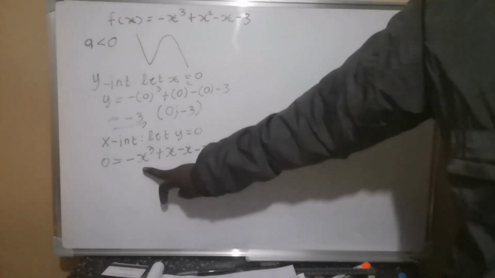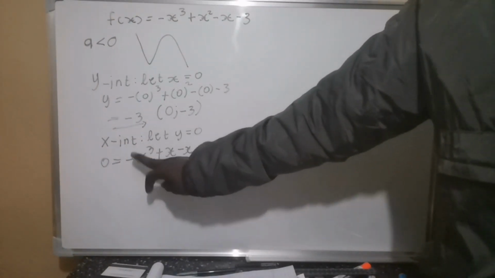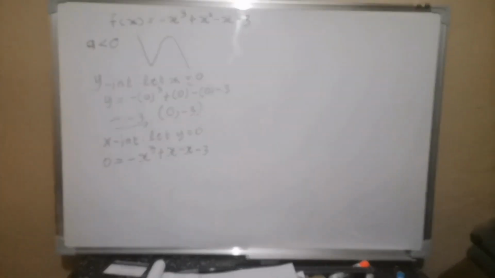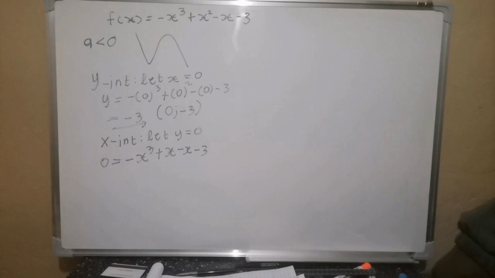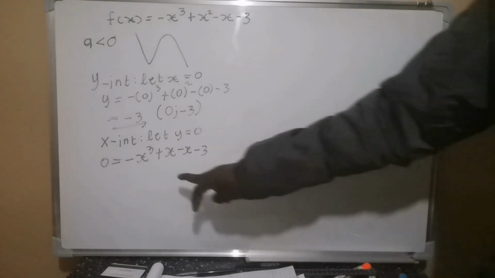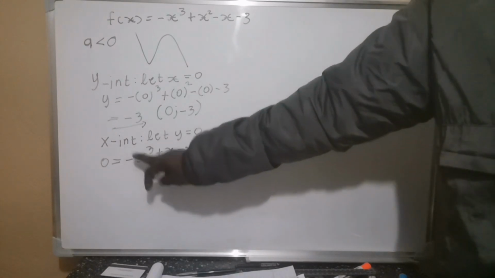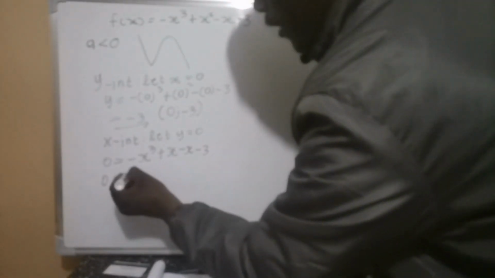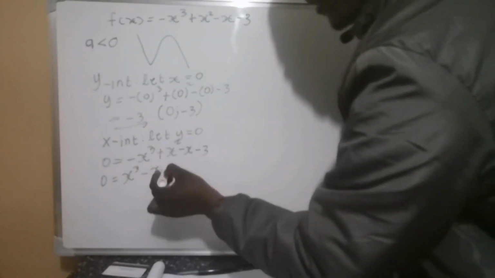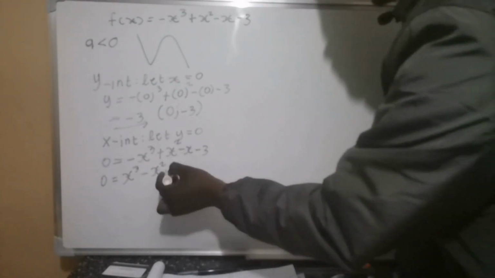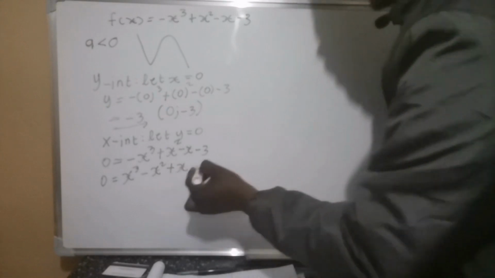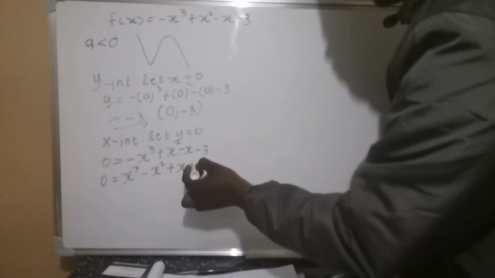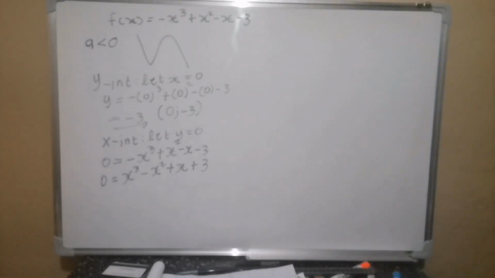Now I can see that the value of a is negative 1, or we have negative 1 in front of our x cubed. I need to divide each and every term by -1 to be left with positive x cubed. So I'm going to have positive x cubed. Negative divided by positive is negative x squared. Negative divided by negative is positive x. Negative divided by negative is positive 3. Then I'm okay with that.